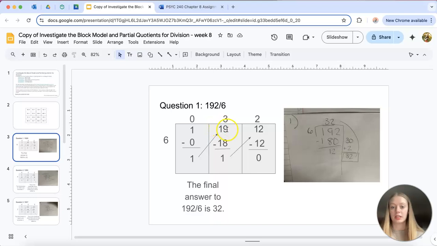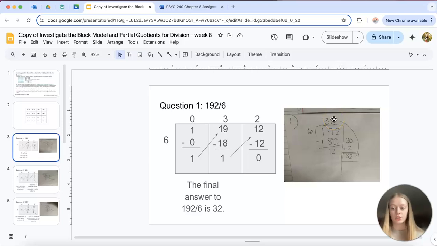6 can go into 19 3 times. 3 times 6 is 18. 19 minus 18 is 1. Again, this is for the last column. We're going to bring over the 1 to make the 2 a 12. 6 goes into 12 twice. 2 times 6 is 12, and then we subtract it out. We get 0, meaning we don't have a remainder. So the final answer is 32, and this is how I got the same answer using the partial quotients.